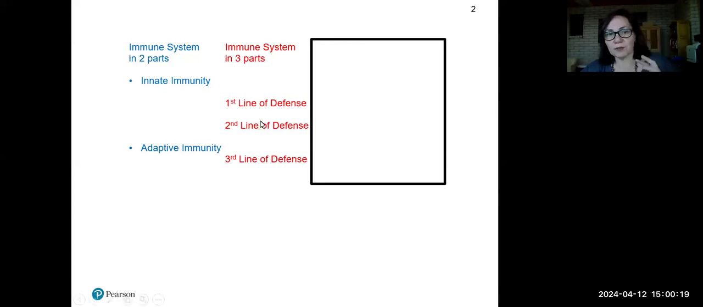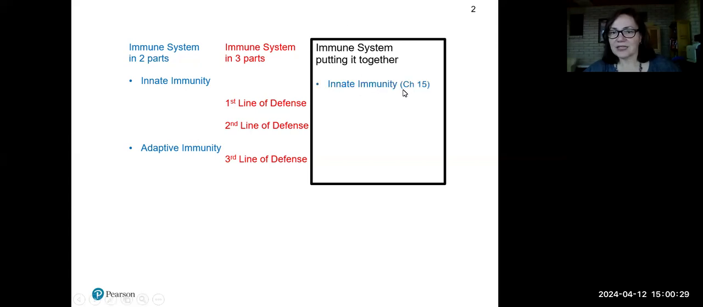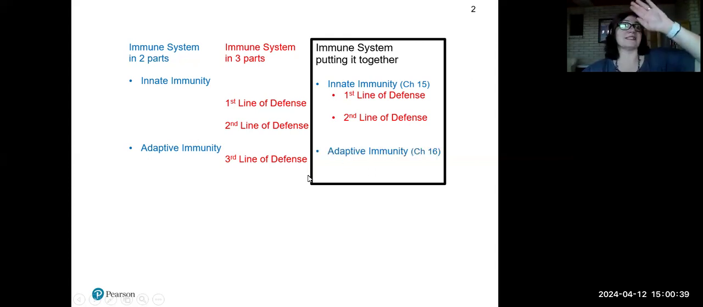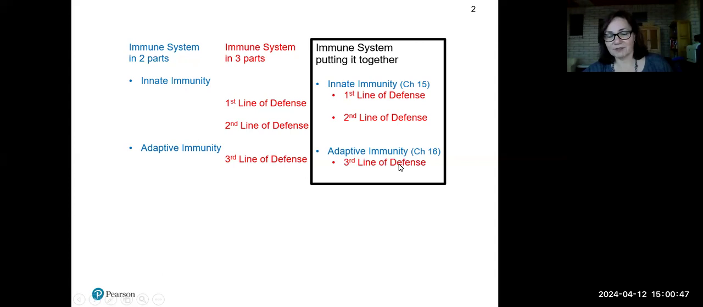And why I'm going through this like this is because we use both of these ways of describing the immune system in our current textbook. And so putting it together, the innate immunity is covered in chapter 15, and you'll see references to first line of defense and second line of defense. And then in chapter 16, as though it were this entirely separate thing, we cover adaptive immunity, and you'll hear reference to this third line of defense.